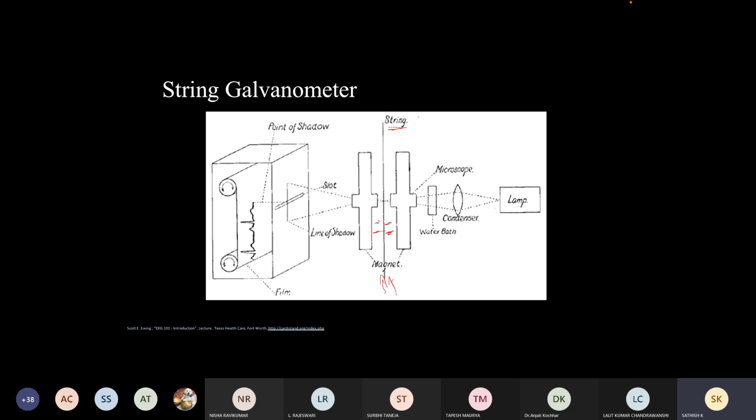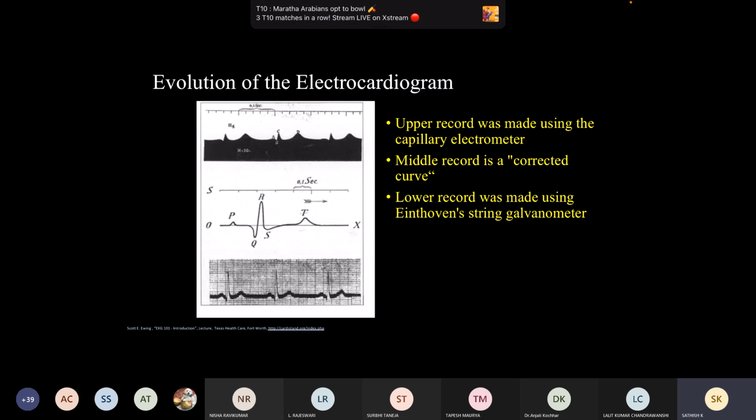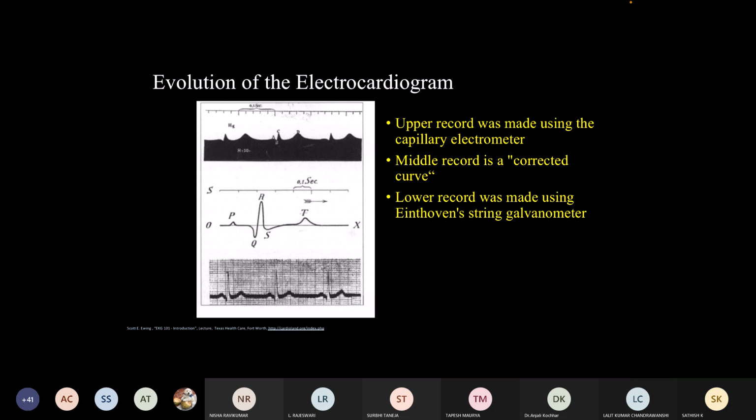Then the evolution of the electrocardiogram. This one shows the recording of the capillary electrometer, like a corrected curve. They used to develop it after recording the curve of the ECG. Then this is the actual one which was recorded by Einthoven. These were the older machines, with electrodes which were like solutions. They had to place both hands and the leg, and this is the electrocardiography machine which records. So these are the new machines now available.